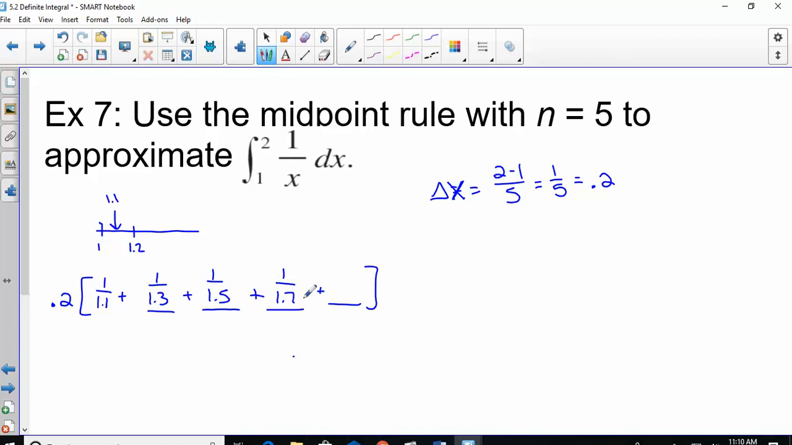Next 1.5, 1.7, and 1.9. If you put this in your calculator and add it up, you should get 0.6919.